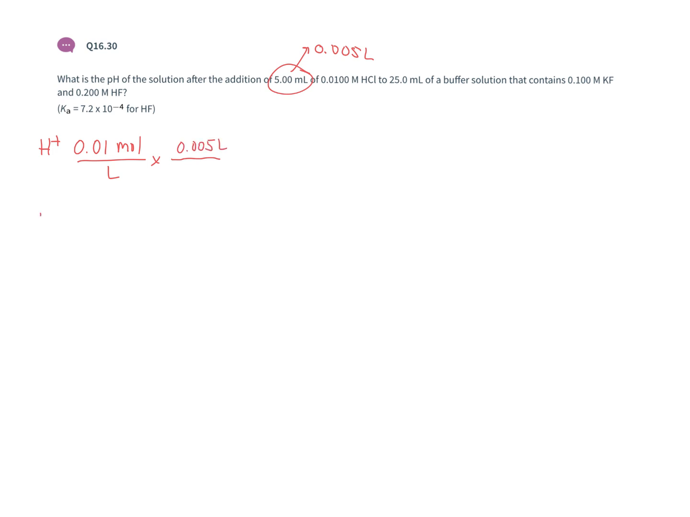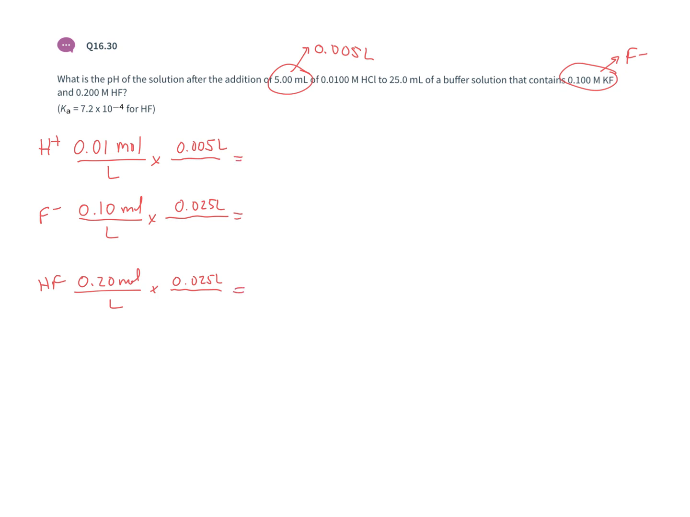Do the same calculation with fluoride, and that's from my potassium fluoride. That's my source of fluoride. So for that, I have a 0.1 mole per liter solution, and of that solution, I have 0.025 liters. And of my hydrogen fluoride, I have 0.2 moles per liter, and I have the same 25 milliliters of that solution.